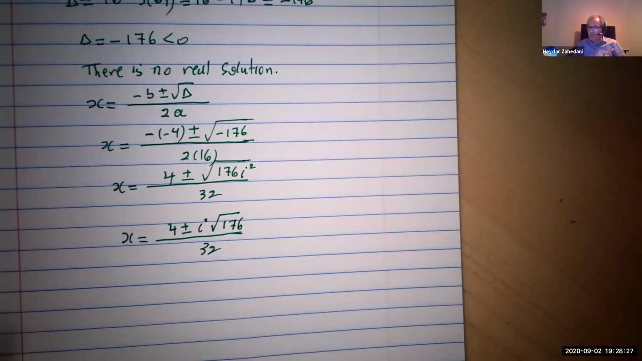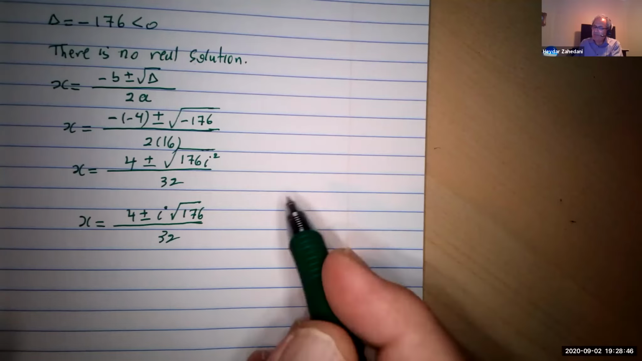176 is not going to be a perfect square. We can simplify it a little bit. It is divisible, for example, by 4, and maybe by 8. 4 would be better. So we just pull out a 4. You may be able to simplify it a little bit.